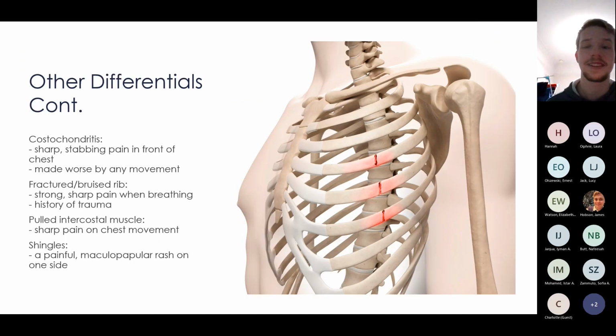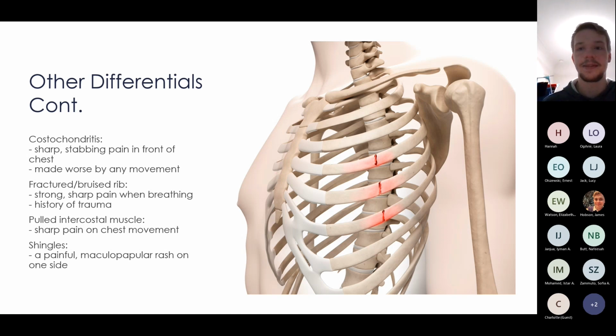And then other conditions. So I've mentioned costochondritis before. That's more of a sharp stabbing pain in the front of the chest, which is caused by inflammation of the costal cartilages. If there's any damage, so a fractured or a bruised rib, that's going to be a strong, sharp pain when breathing in and out and with movement of the chest. But that would normally be on the background of trauma of some sort.